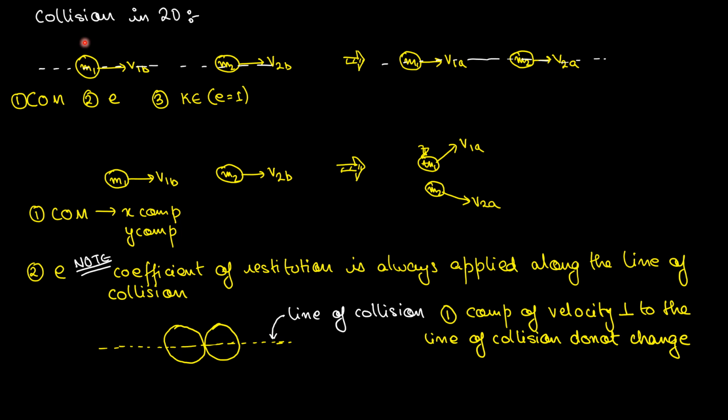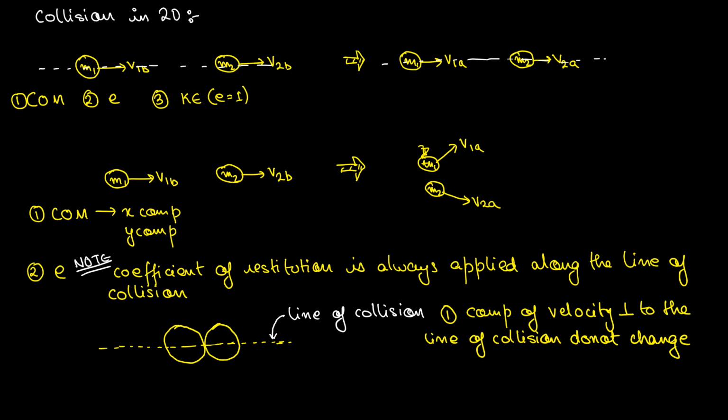See, one more thing. What is the y component of velocity? See, what is the perpendicular line? What is the y component of velocity out here and what is the y component of velocity out here? Did the y component of velocity change out here? Or did the component of velocity perpendicular to the line of collision change before and after collision? They never change. Understood? So the component of velocity perpendicular to the line of collision does not change.